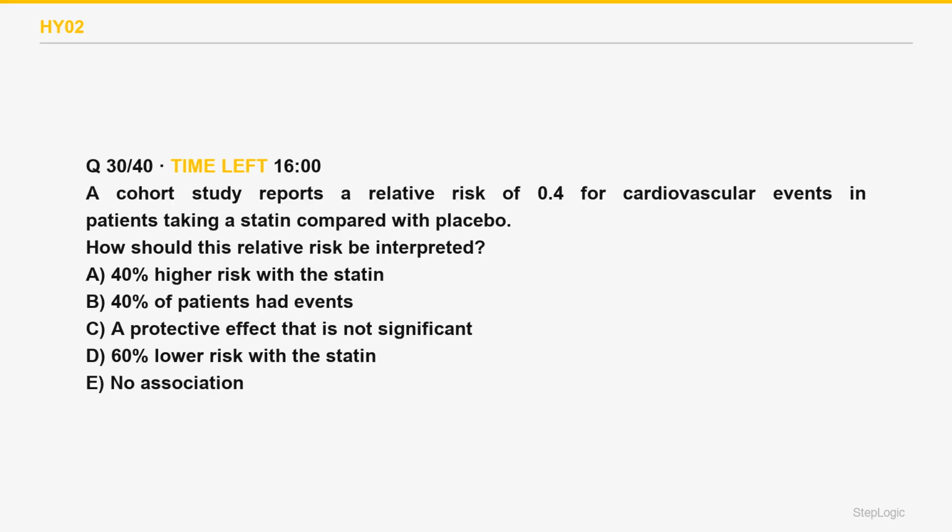How should this relative risk be interpreted? A cohort study reports a relative risk of 0.4 for cardiovascular events in patients taking a statin compared with placebo. Read the command. Interpret an RR of 0.4. Below 1 means lower risk. 1 minus the RR gives the reduction.